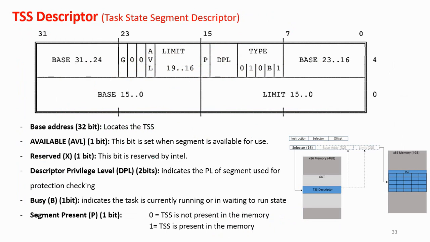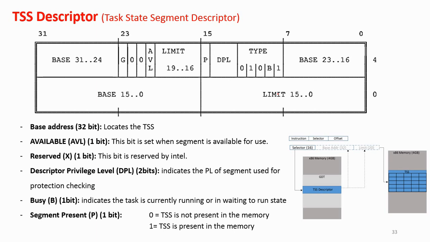So let's get started with the TSS descriptor. Here we have already discussed that the selector field of the task register selects the TSS descriptor, and this TSS descriptor locates the TSS. The structure of this TSS descriptor is shown over here. The TSS is defined by the TSS descriptor. The selector is an index to a corresponding TSS descriptor that we have discussed right now.